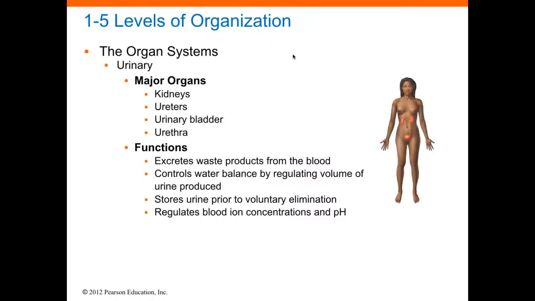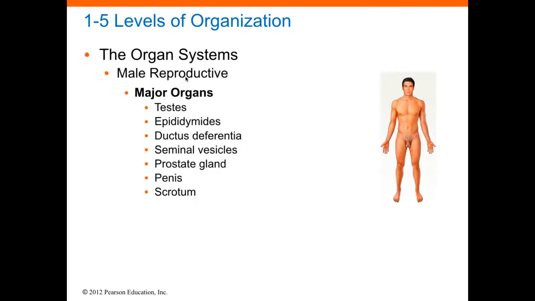The urinary system, we're talking about the kidneys, the ureter, the urinary bladder, the urethra. The function of the urinary system is to excrete waste products from the blood, right? The liver is filtering everything out. It's going to send all the waste and debris to the kidneys. The kidneys do more filtering, and that which the body needs, the body will reabsorb, and that which the body doesn't want, it will eliminate through urination. It's involved in controlling water balance by regulating the volume of urine produced. And it's also involved in regulating ion concentration, which helps to regulate pH, or potential of hydrogen, pH.